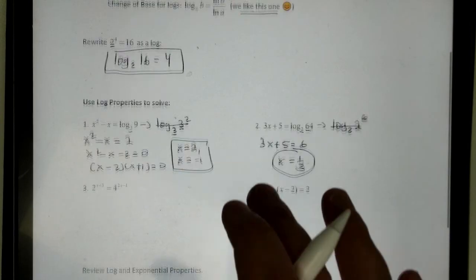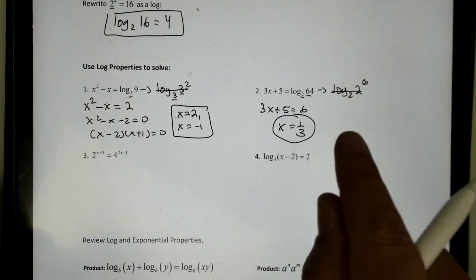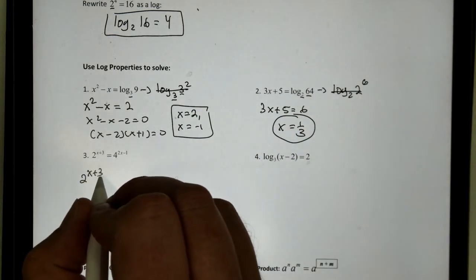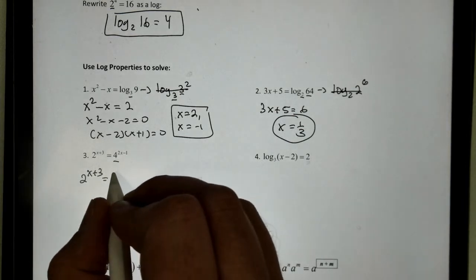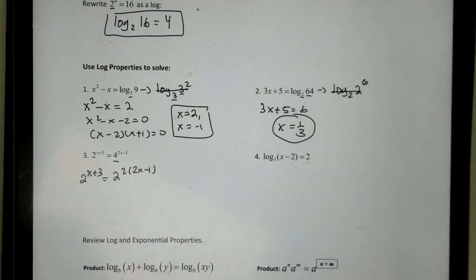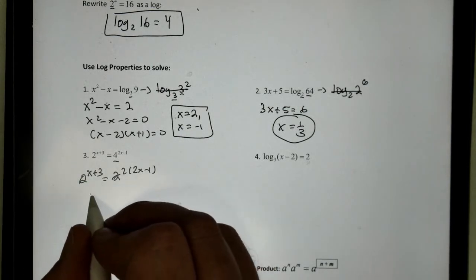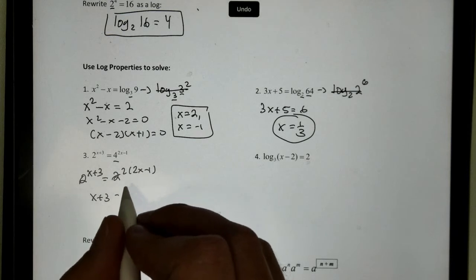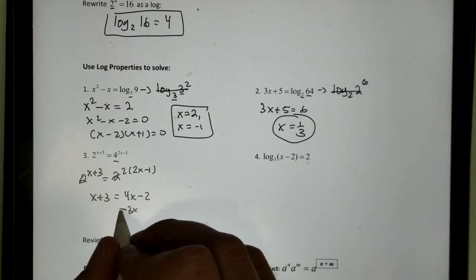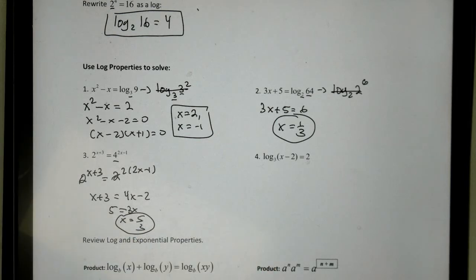All right, let's have some real fun with some logs. Okay, here we go. Same type of problem. Logs and exponents are solved the same way. We just want to make sure we can get the bases the same. And here I have 2 to the x plus 3. Well, this 4, I want to write it in terms of this base. I can write this as 2 squared to the 2x minus 1, excuse me. And again, if the bases are the same, they can just go away. What I'm left with is this x plus 3. Distribute here. We're going to get 4x minus 2, and I can solve it. 3x equals 5, x equals 5/3. And there's our answer.